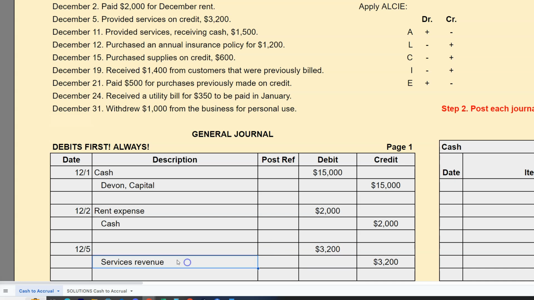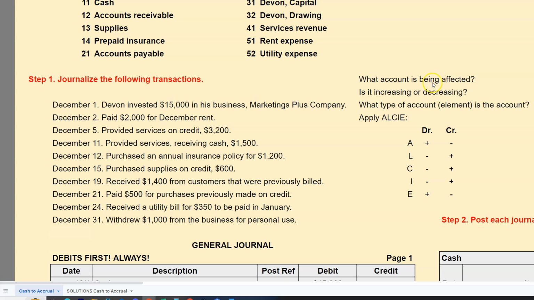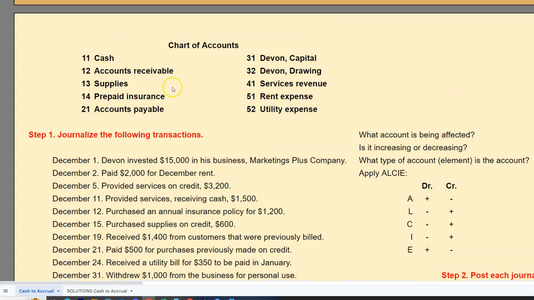Now here's the question. We performed the obligation. Are they paying us now or are they going to pay us later? And notice this, on credit. That means they are not paying us now. We went ahead and said, listen, we'll do it on credit. You can pay us later. We'll invoice you. So that means that our customers owe us. So what account is being affected? What account indicates that our customers are going to pay us later? That would be our accounts receivable.